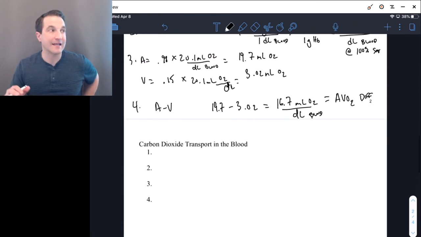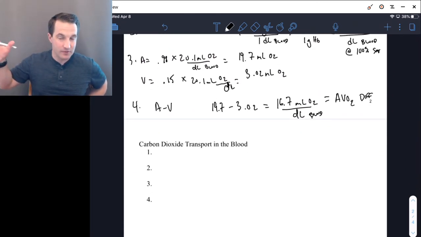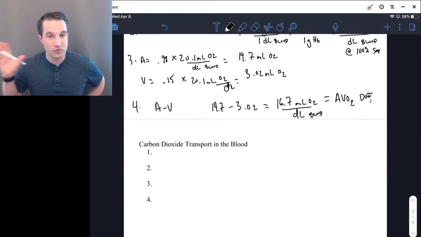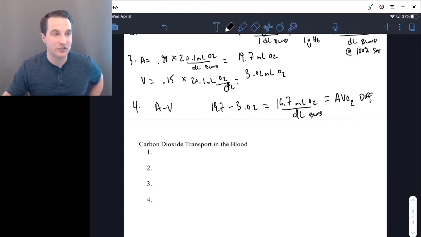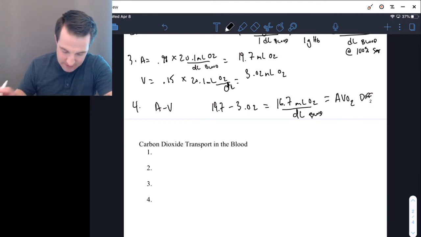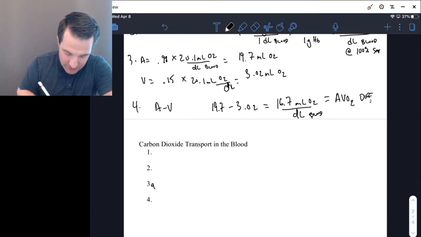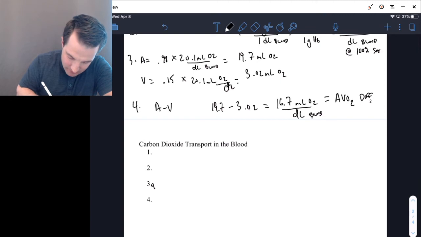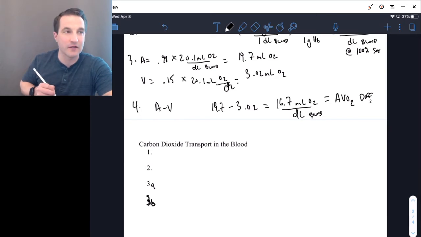So, we've talked about getting oxygen from the lungs to the muscles. Now we have to move on to carbon dioxide transport away. Let's see here. We have 4 things listed up here, but I do this every year. I change 3 and 4 to 3A and 3B because those two are related very closely.